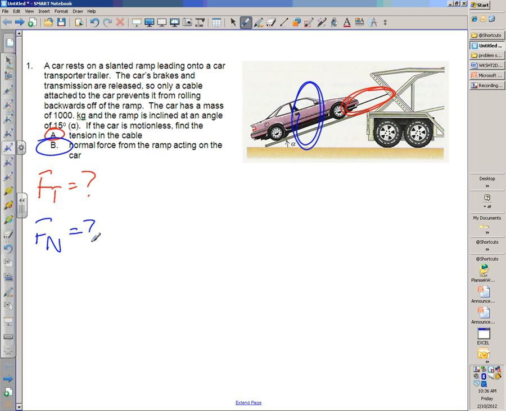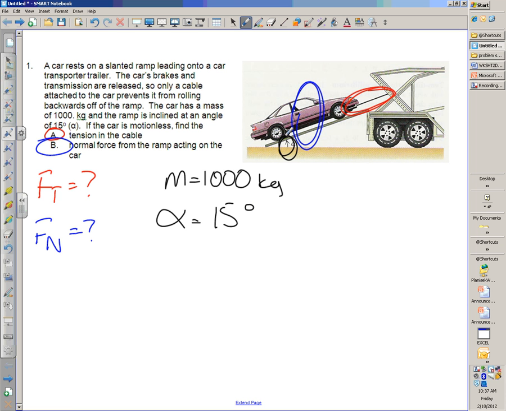Both of those are unknowns. Things that we know: we know the mass of the car equals 1,000 kilograms, and we know that there is an angle. In this case, it's theta. It doesn't really matter what we call it, whether we call it theta or alpha. It's just some way to indicate the angle. It is 15 degrees, and that's the angle of inclination between the ground and the ramp.